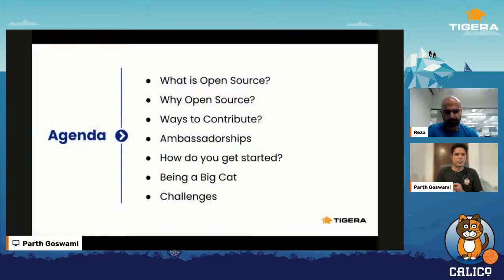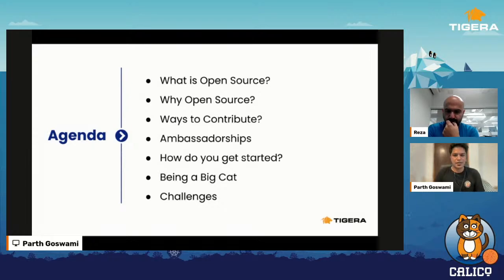This agenda is designed not just for experienced developers but also for absolute beginners who are completely new to open source. So we'll touch some points about what is open source, why open source, ways to contribute, and the ambassadorship program, and how can you get started as a novice, or even as an experienced developer, but as someone who has not contributed to open source as much. And then what has been my experience being a big cat for over a year, and what ways I have contributed, and what were the challenges in contributing to this community. Not exactly this community, but contributing to open source at large.